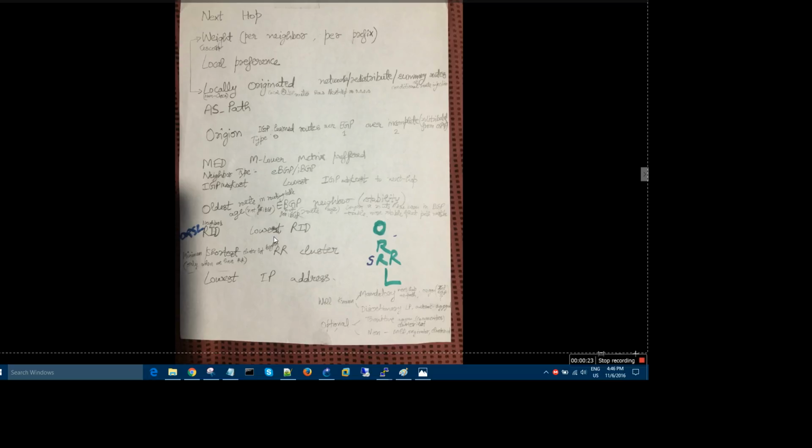So this is the list from my old paper, 2015, of BGP attributes: next hop, weight, local preference, locally originated, AS path, origin, MED, neighbor type, IGP, oldest route, router ID, shortest cluster ID, lowest IP address. This list of 13-14 attributes is easy to find on the internet, but when I turn to explain them with an example, it's not straight in the beginning.